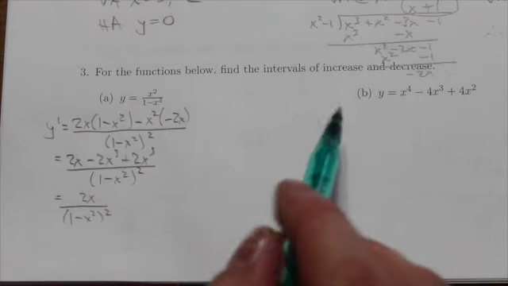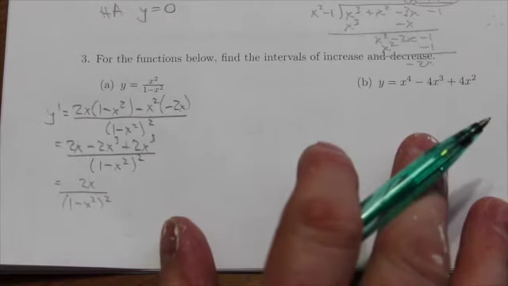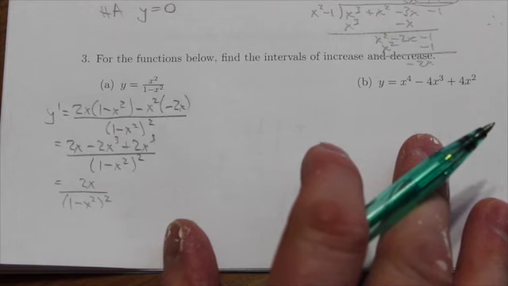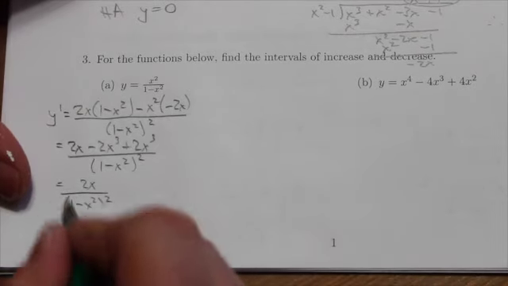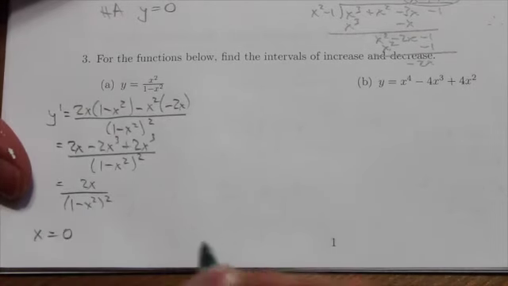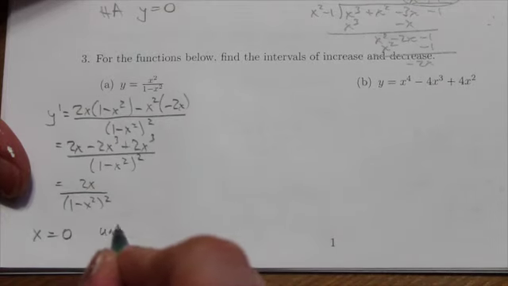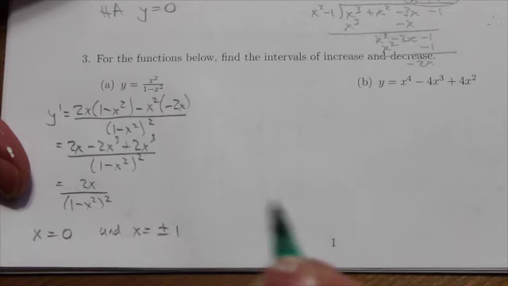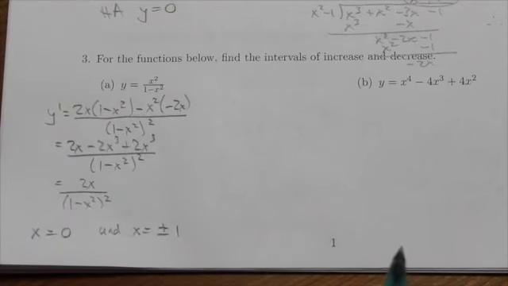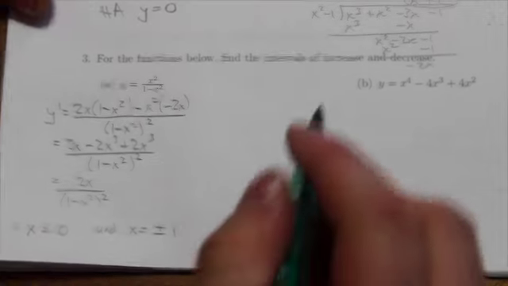Now, in order to determine intervals of increasing and decreasing, I need to know where this function is positive and negative, which means first I need to know whether this thing goes to 0 or is undefined. The numerator goes to 0, conveniently enough, at 0. The denominator goes to 0, so this thing is going to be undefined when x is equal to positive or negative 1. And so that gives us intervals that we can work with.